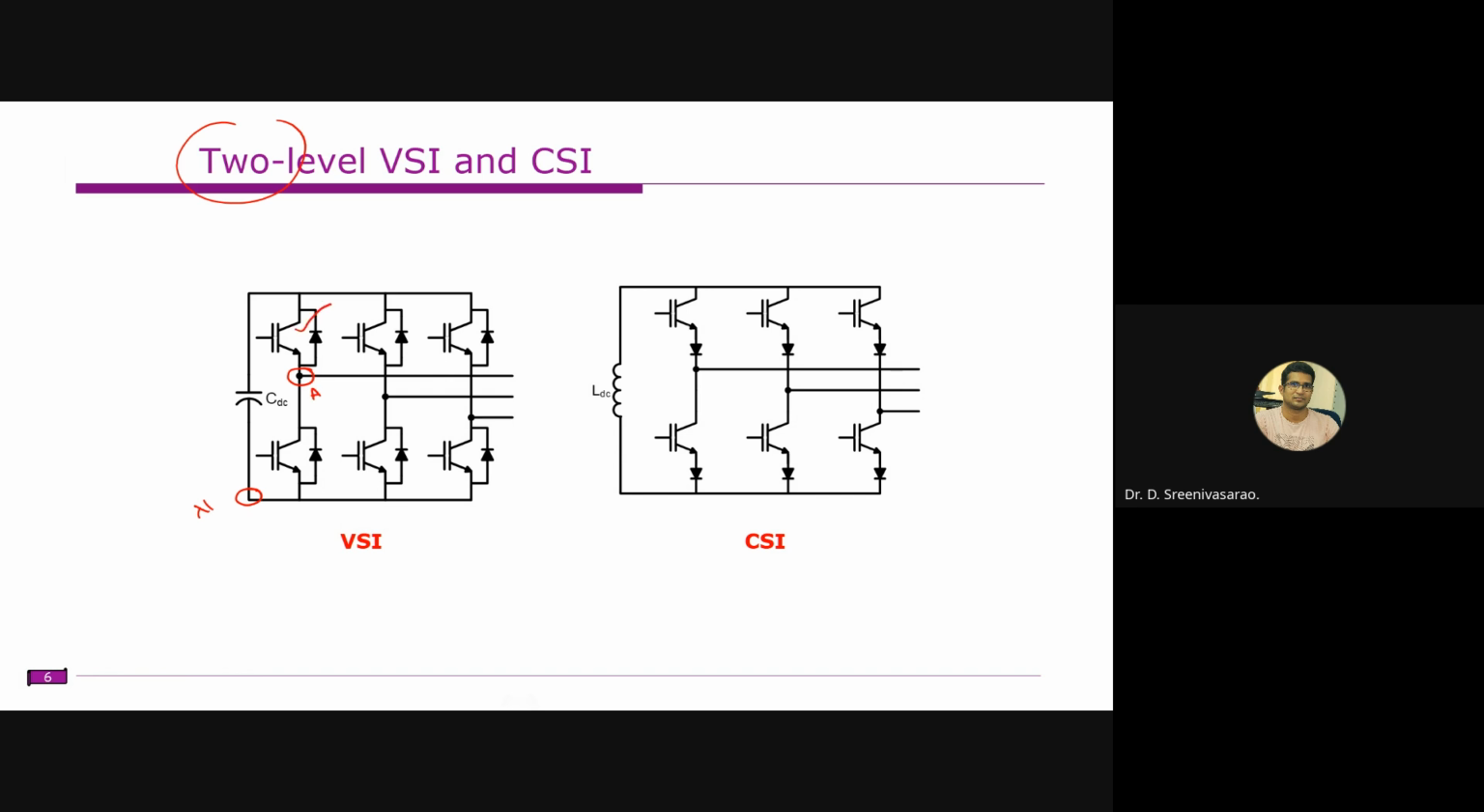Right? If the top switch is on, you will get VDC voltage here, and if this bottom switch is on, you will get 0 voltage here. That means you will get VDC and 0 voltage. So that's why it is known as a 2-level voltage inverter, right?